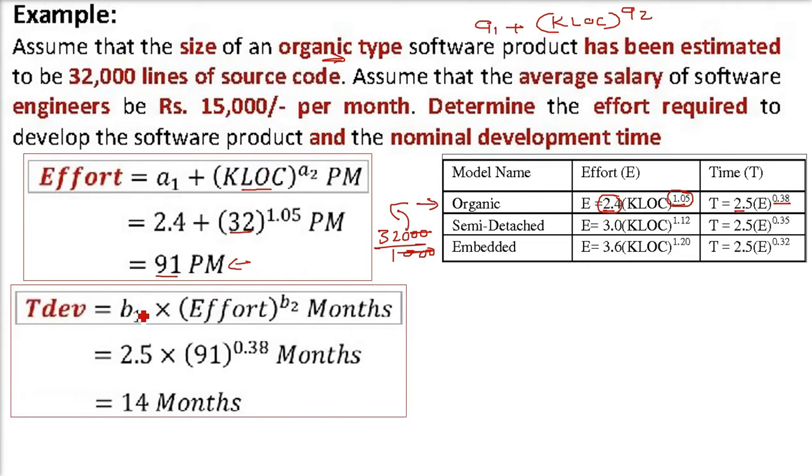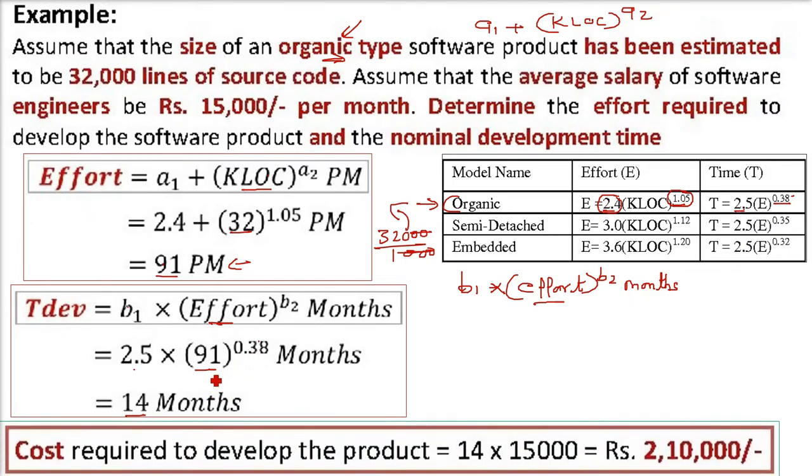Then time to development. We have the expression B1 times effort to the power of B2. Remember, the effort we just computed, to the power B2. This will come in months, not in years, months. Now in order to get the development time, just put the effort here. Now you see for organic what is in the table. B1 is 2.5, B2 is 0.38. These are fixed values for the basic COCOMO. When you compute this, you are going to get 14 months. That is 1 year, 2 months.